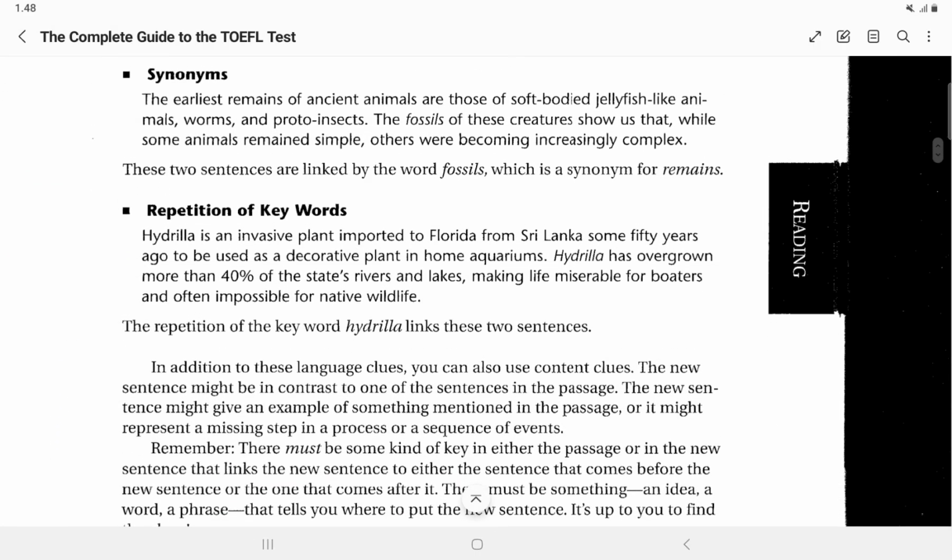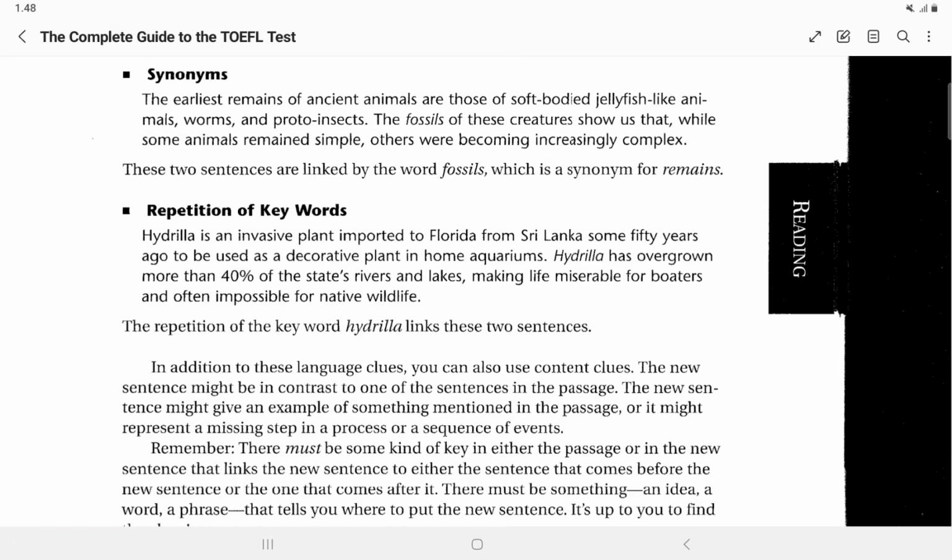Okay, synonyms. The earliest remains of ancient animals are those of soft-bodied jellyfish-like animals, worms, and photo insects. The earliest remain of ancient animals. Jadi yang masih tersisa-sisa ini ancient animals, hewan-hewan kuno, purba. The fossils of these creatures show us that while some animals remained simple, others were becoming increasingly complex.